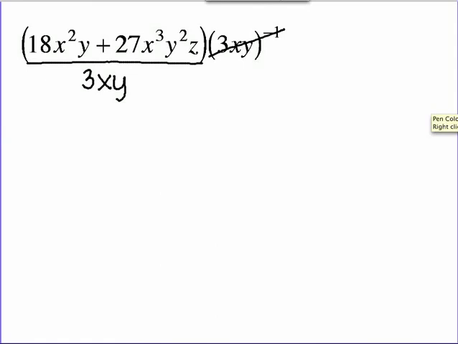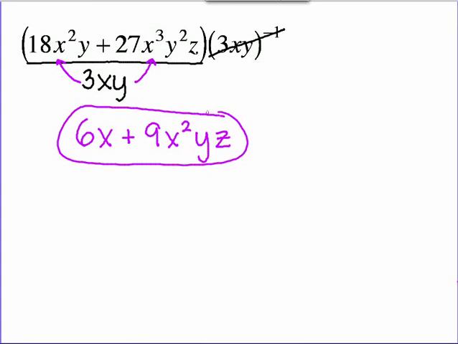So really that's my problem. So I've got 18x squared y divided by 3xy plus 27x cubed y squared z divided by 3xy. So what do we think we're going to get from my first division? 6x, very good, plus 9x squared yz. Yep, perfect. There you go. So not too bad? Think you can handle those?